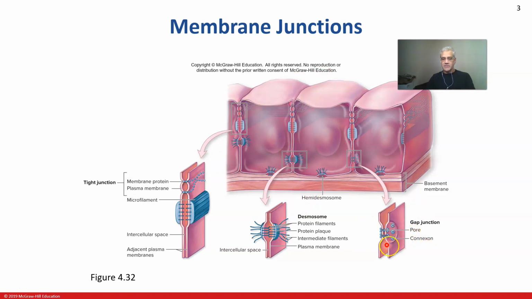The third one over here, gap junction, you can see they're actually pores. These are actually pores or channels from one cell to another cell. They allow, generally speaking, ions to travel back and forth, but other substances could too. So that's membrane junctions, all right? Quick and dirty on membrane junctions.